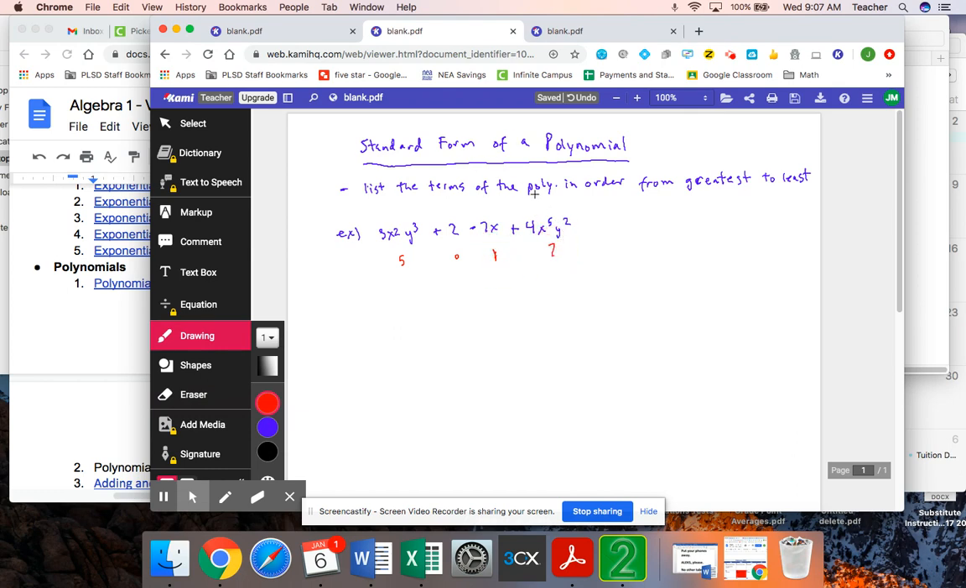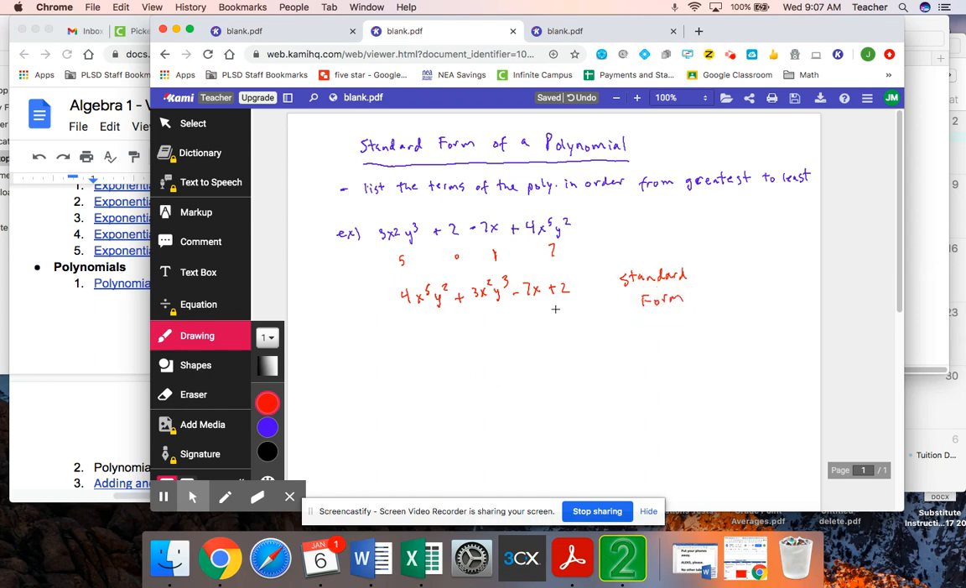So if I want this in standard form, I need to write this in order of the degree from largest to smallest. So the largest degree is 7. So I would say this is 4x to the 5th, y to the 2nd. The next highest is this one, a positive 3x squared, y to the 3rd. The next one is this one, minus 7x. And the last one is this one, plus 2. That is written in standard form.